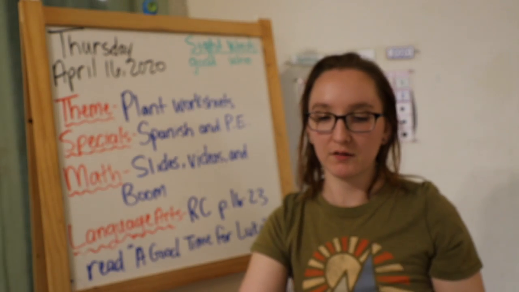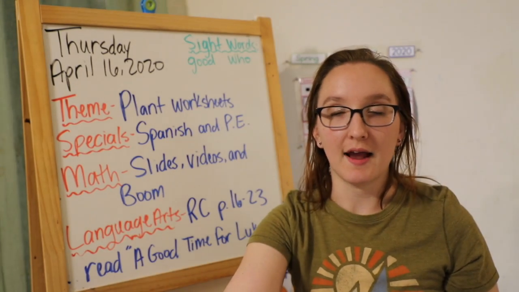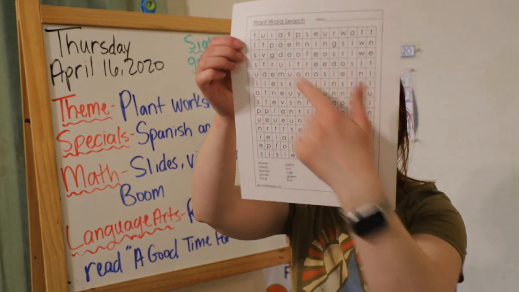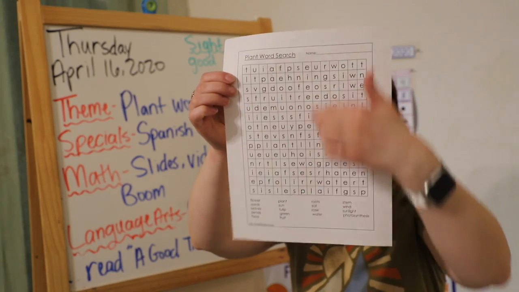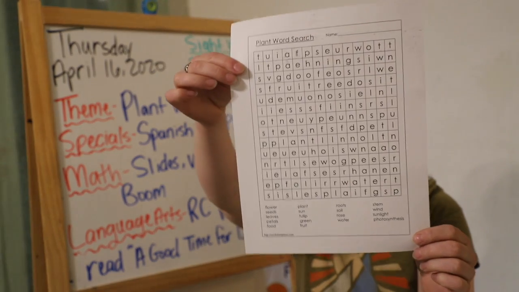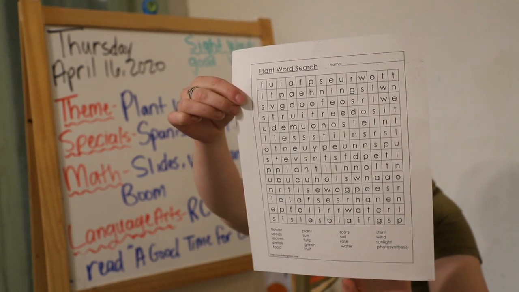When you do a word search, you can work diagonally, so that is going diagonally. You can go up and down or side to side. Some words may be backwards. I don't think any are though.